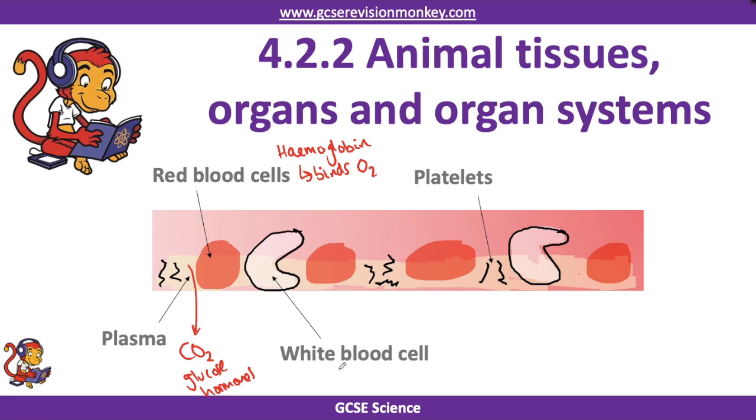The white blood cells are part of our immune system, and they help to defend us against disease. And the platelets are fragments of cells which help to clot the blood to prevent you from losing lots of blood if you cut yourself.